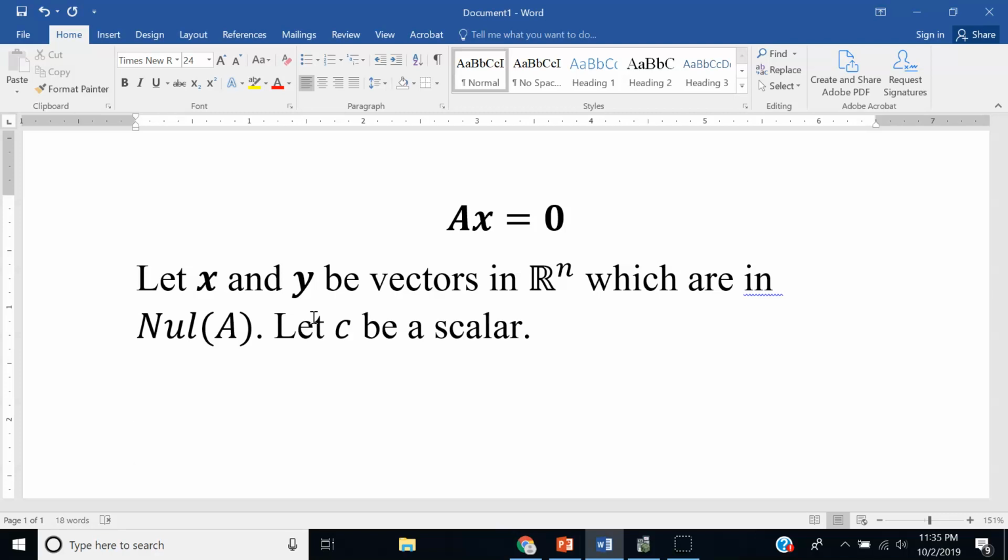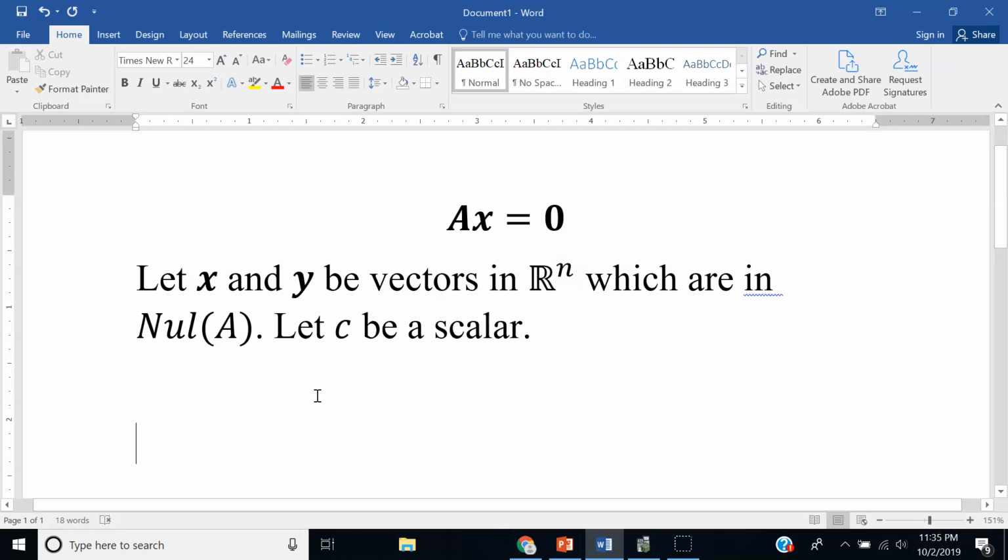But before I do, I just wanted to talk about why Rn. Remember, our matrix A had m rows and n columns. Well, if it has n columns, then when you multiply times a vector, that vector ought to have n rows. So the number of entries in vector x has to match up with the number of columns in matrix A. So that's why Rn; all these vectors are coming out of Rn.